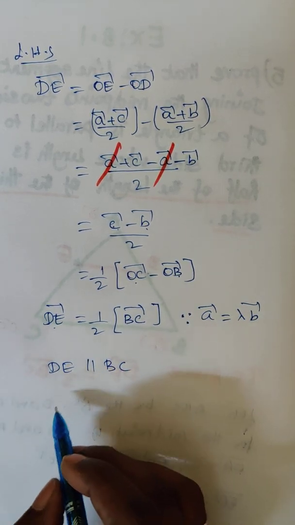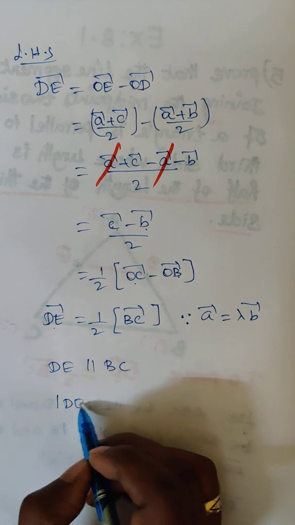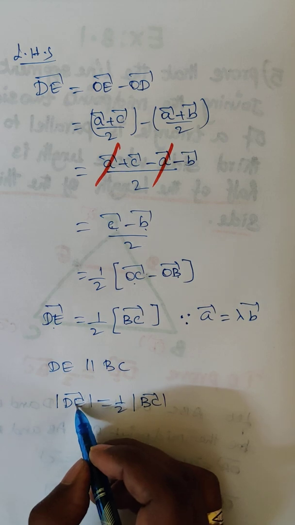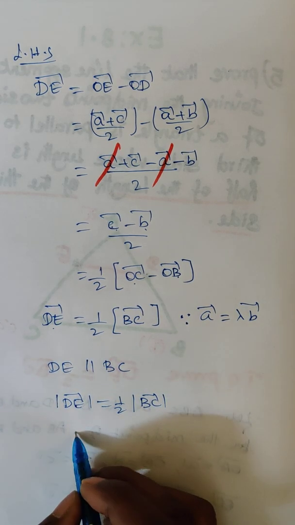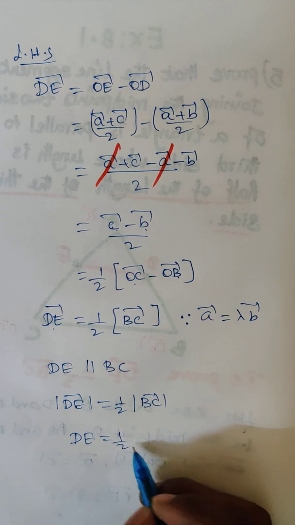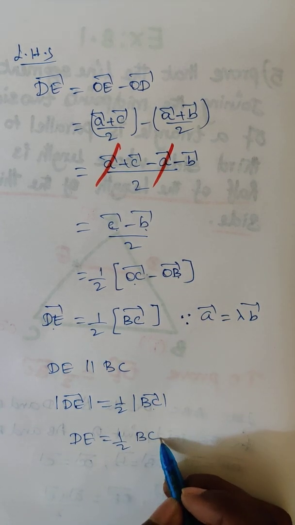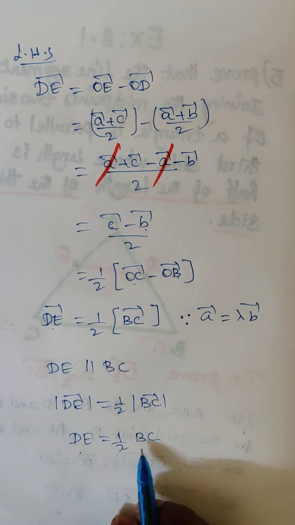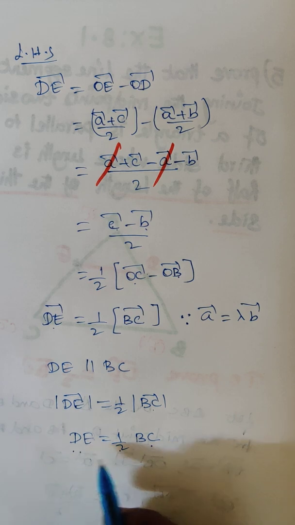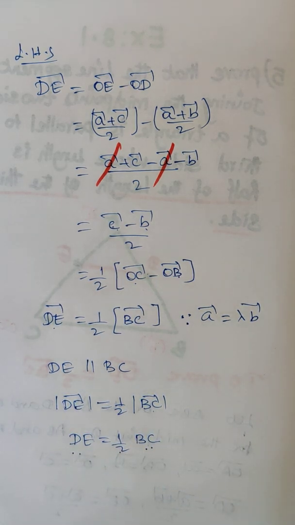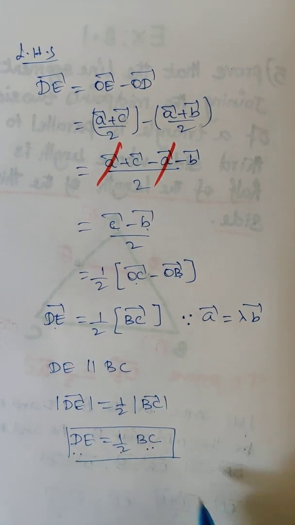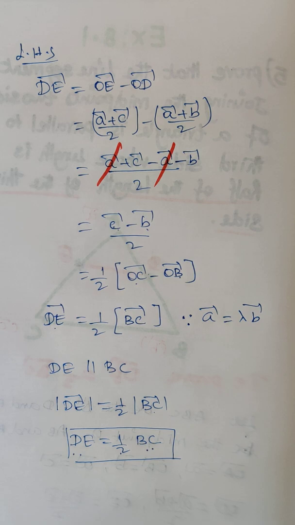So now also, the modulus of DE vector is equal to 1 by 2 modulus of BC vector. When taking the modulus of a vector, the direction cancels. So DE is equal to 1 by 2 modulus of BC. So what we proved is that DE is equal to half of BC. The length of DE is half of the length of BC, that is what we proved. This is our proof. So this is the answer for this question. Okay, thank you children.